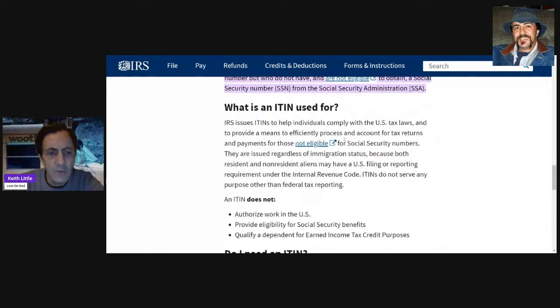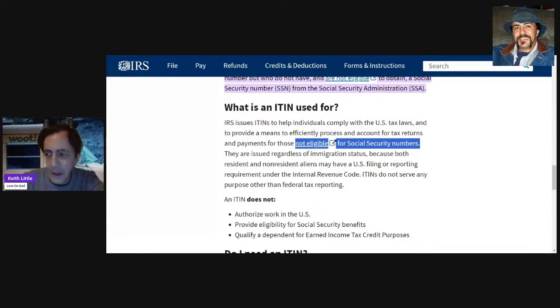What is an ITIN used for? IRS issues ITINs to help individuals comply with the U.S. tax laws and to provide a means to efficiently process and account for tax returns and payments for those not eligible for Social Security numbers. They're trying to make it sound like you're required to have this number, but now it's you're not eligible. So you can't be required to have it if you're just not even eligible, right? You see where we're going with this? If it's a requirement for everybody, then how is there a not eligible?